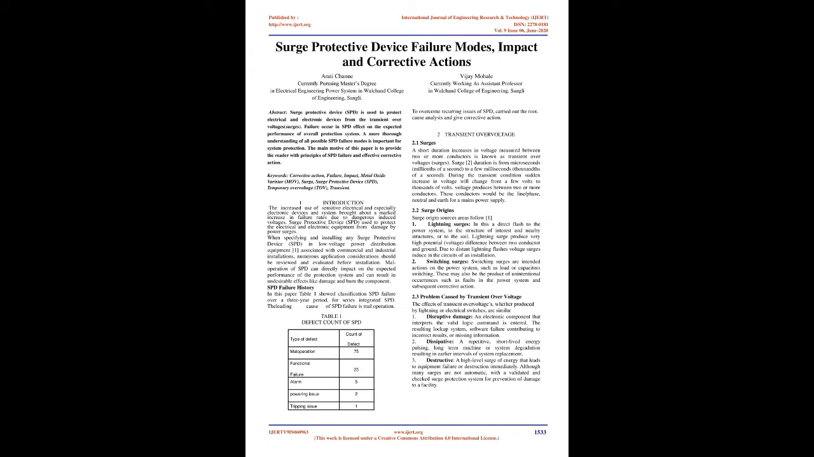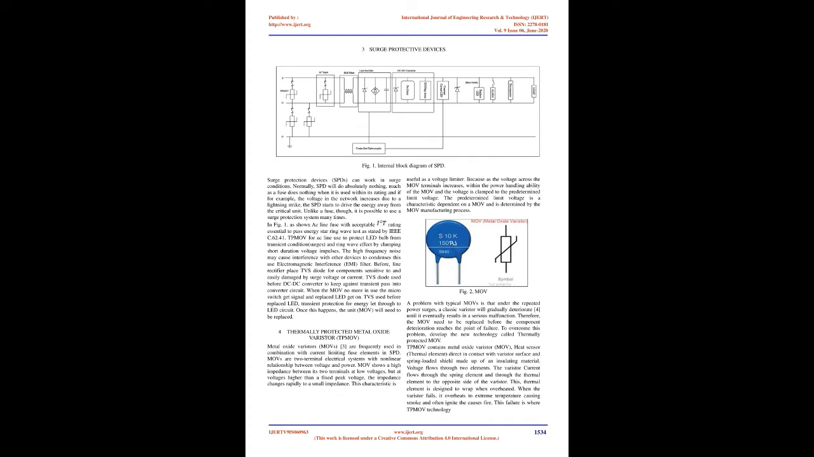Although many surges are not avoidable, a validated and checked surge protection system can prevent damage to a facility. 3. Surge protective devices.